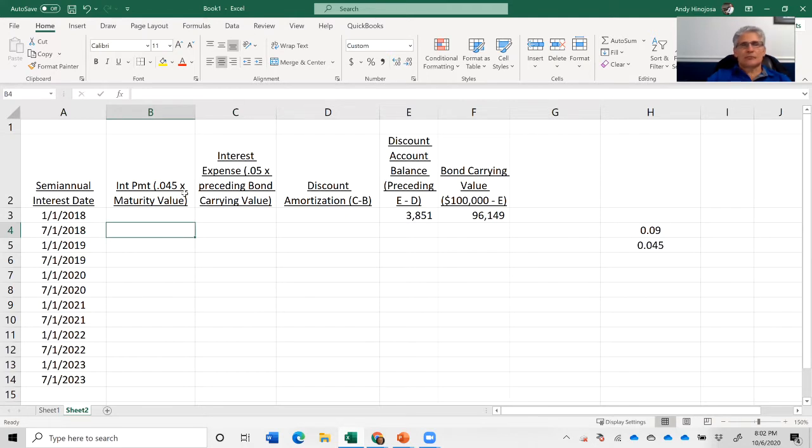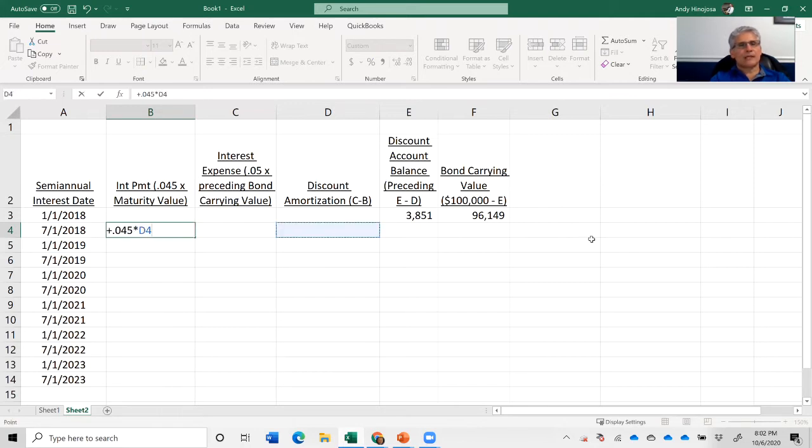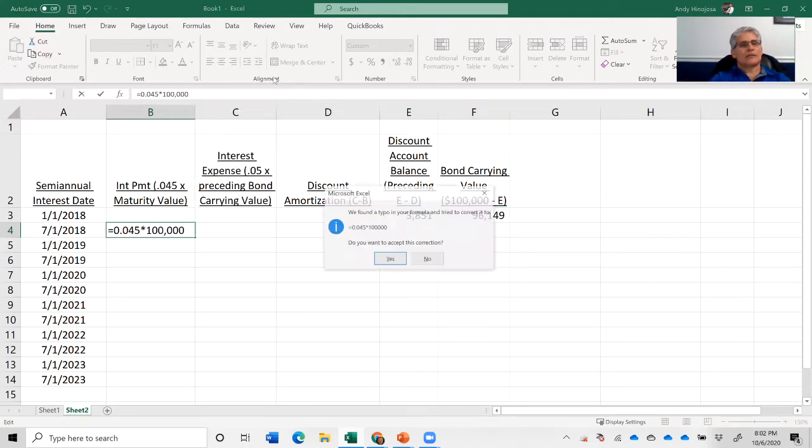If it were a 10% stated interest rate paid semi-annually, then the rate we would use would be 5% or 0.05. Now that we know how we came up with the rate, we take the rate and we're going to multiply it by the maturity value. Well, the maturity value in this case is $100,000.